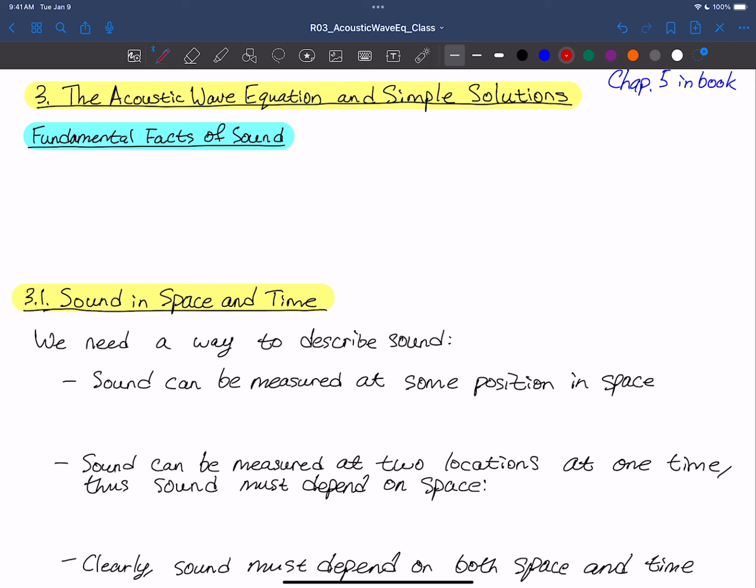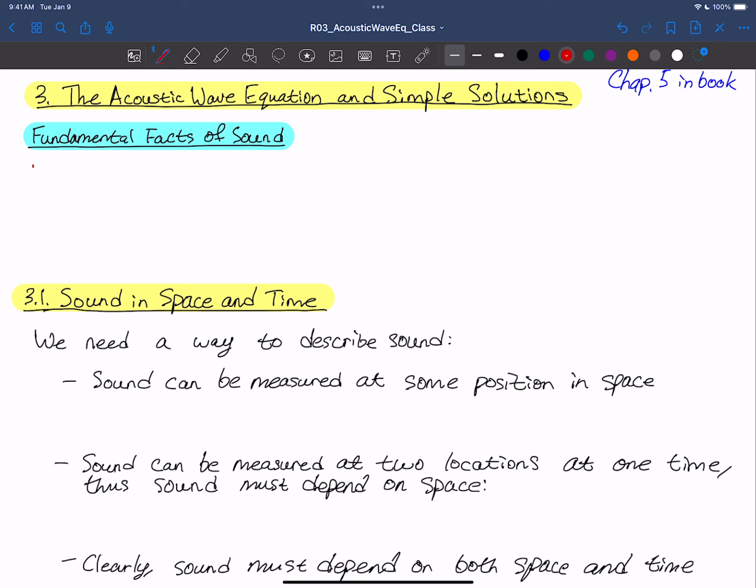416/816 Engineering Acoustics. In this video, we are going to start our Chapter 3, which focuses on the acoustic wave equation and some simple solutions. This is Chapter 5 in the book. We're going to start with a discussion of fundamental facts of sound, and then we'll take a look at how sound behaves in space and time. And then from there, we will go through three important equations and use them to derive the linear acoustic wave equation.